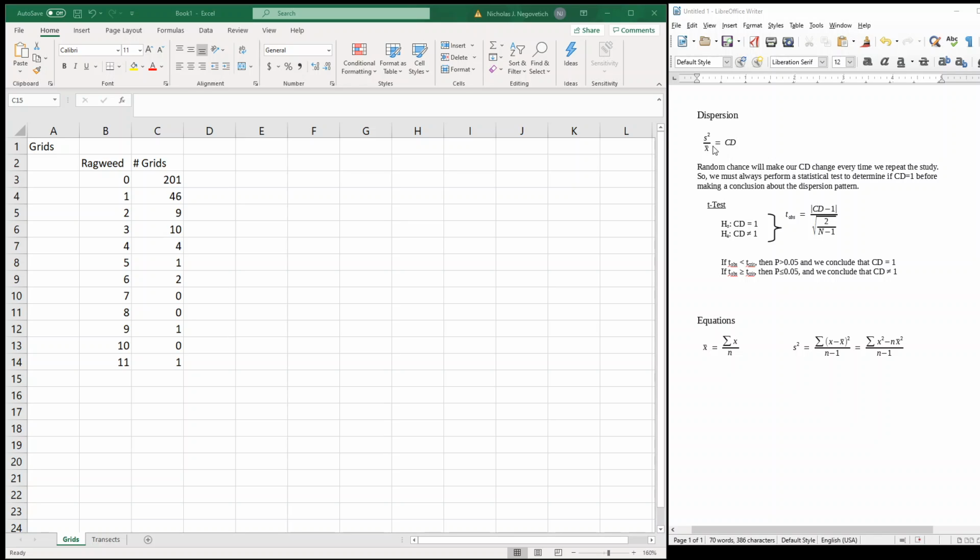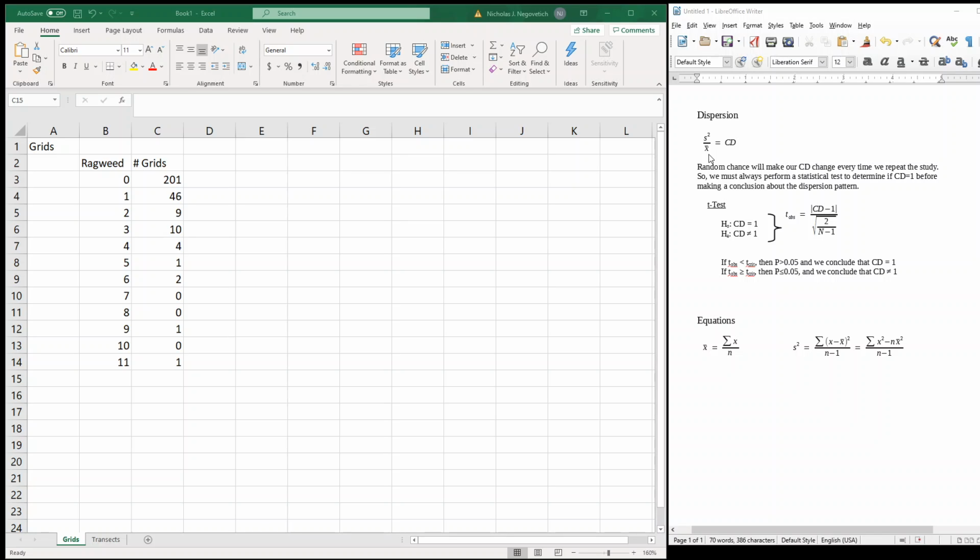We do so using the variance to mean ratio from our data. Now, when we do this, we're going to get a number that's going to be anywhere from 0 all the way up to possibly 3 or 4 or 5. And the question is, what happens if we repeat our sampling?